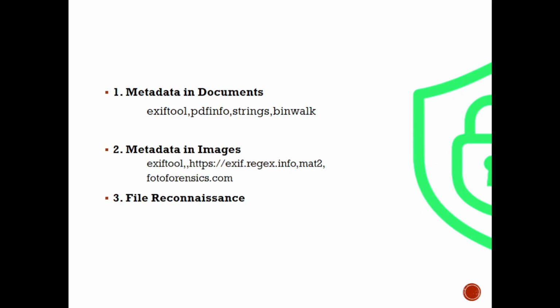Key takeaways. Metadata hides valuable information in plain sight. Tools like ExifTool, strings, and pdfinfo are your allies. Images can leak GPS, timestamps, and device info. File reconnaissance reveals internal structures without active scanning. Be ethical and responsible with what you uncover.